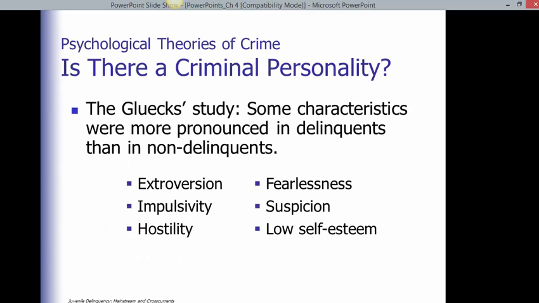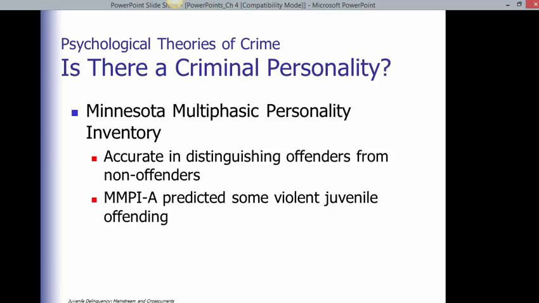Is there a criminal personality? The Glueck study found some characteristics were more pronounced in delinquents than in non-delinquents, and those included extroversion, impulsivity, hostility, fearlessness, suspicion, and low self-esteem. The Minnesota Multiphasic Personality Inventory, also called the MMPI, is an accurate personality test in distinguishing offenders from non-offenders. The MMPI can predict some violent offending.